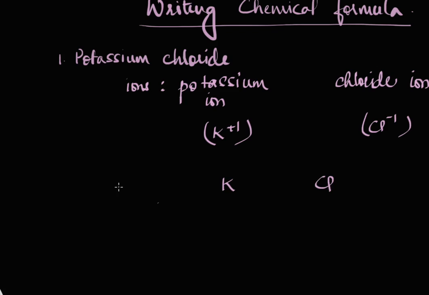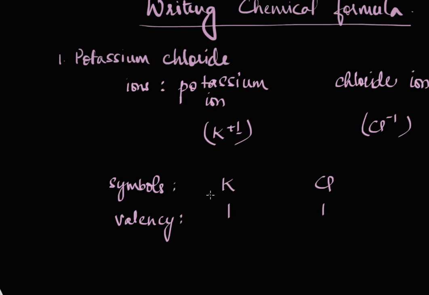After writing the symbols, you are going to write down the valency right below the symbols. So potassium has a valency of 1. How do I know? Because I'm writing the ion as K+1. So from there I get to know that potassium has a valency of 1. It is monovalent. Chloride ion is also a monovalent ion, so I will write 1 under Cl.